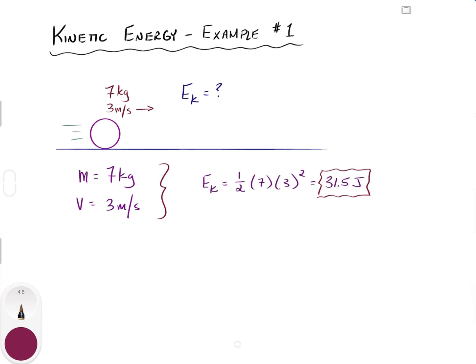And all I need to do is plug everything into my equation. Since the kinetic energy is 1/2 mv squared, 1/2 times the mass of 7 times the velocity, squaring only the velocity, I should find that this object has 31.5 joules of kinetic energy associated with its motion through space. That's probably your most straightforward example.